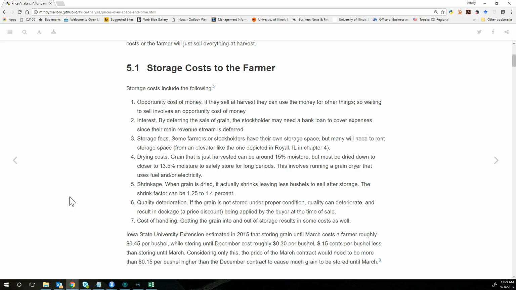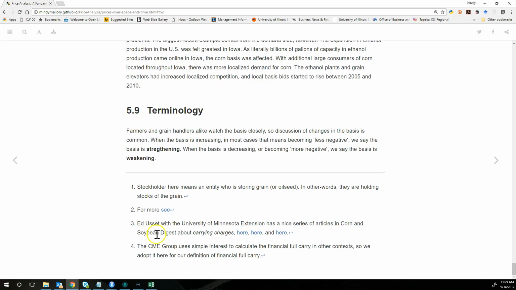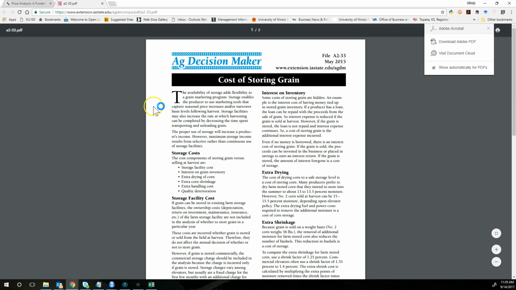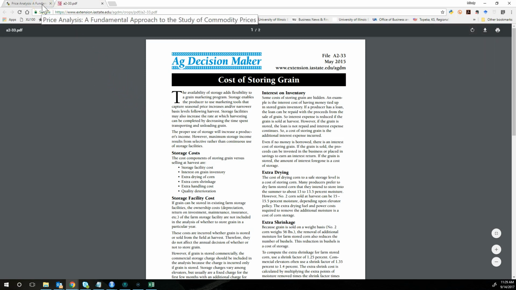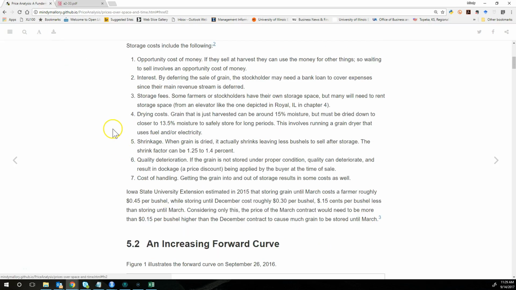So these are seven of the most commonly listed ones. I stole this from a publication by Iowa State University Extension. You can find it here. Click through and see the good work by the folks over in Ames that talk about these storage costs in more detail, but we'll just list them here.